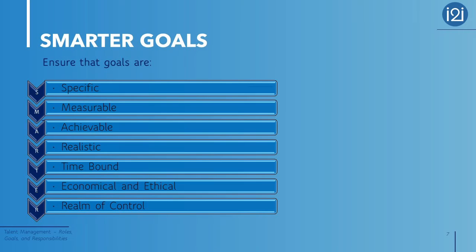And R, the goals have to be within the realm of control of the employee and also compatible with other goals. To have professional goals that conflict with personal goals is setting yourself up for failure. You have to decide on what is most important and align your goals appropriately.